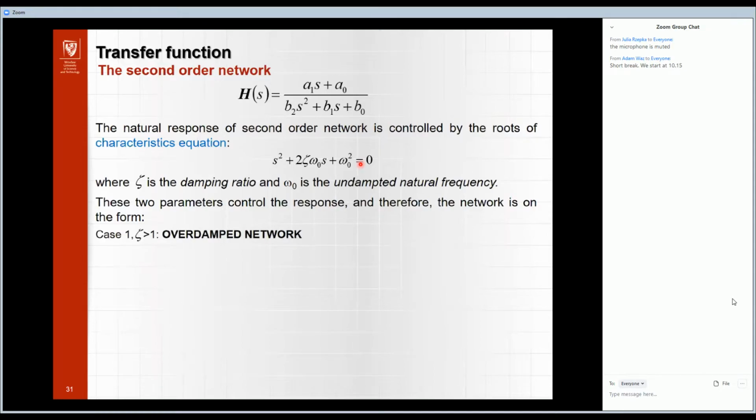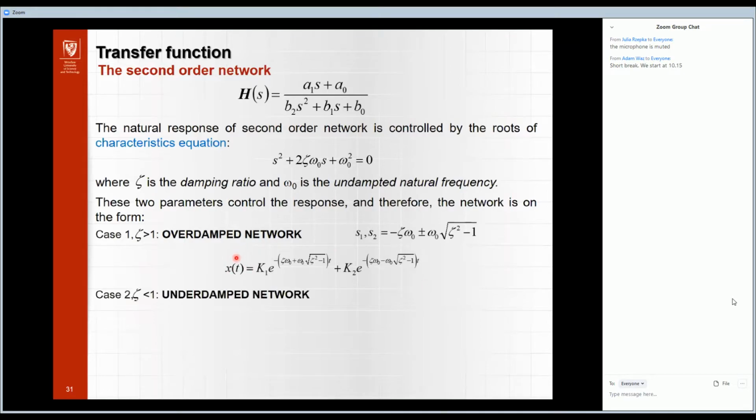Firstly, when zeta is more than 1, we obtain an overdamped network. We calculate the roots for this characteristic equation, and we obtain such values. In these situations we obtain such a response of our system. And when zeta is less than 1, we obtain the underdamped network. For the underdamped network, you notice that the roots of the characteristic equation are the first the same, but here we have the j form, so we have the imaginary part.